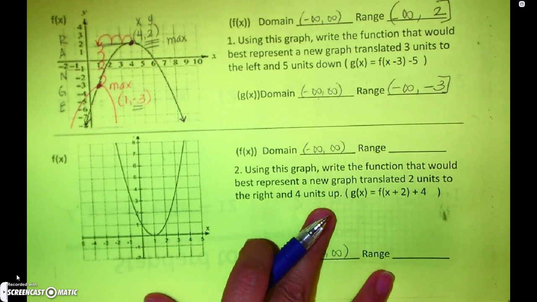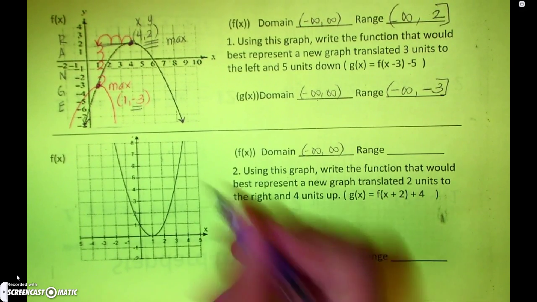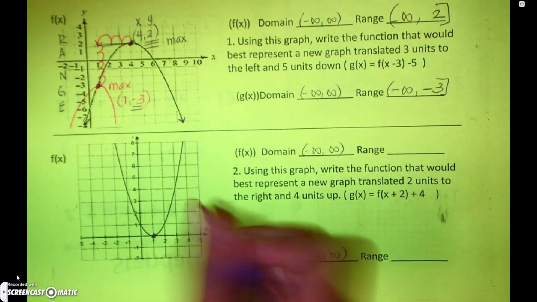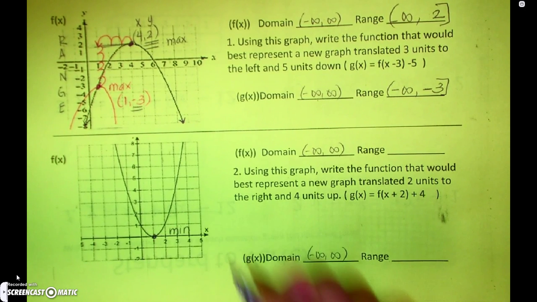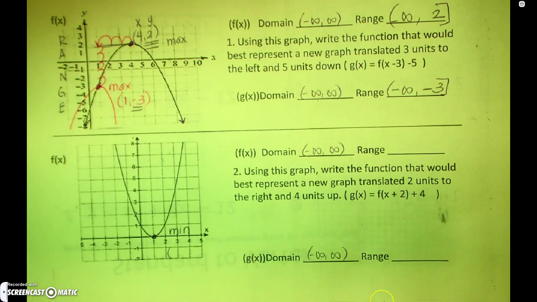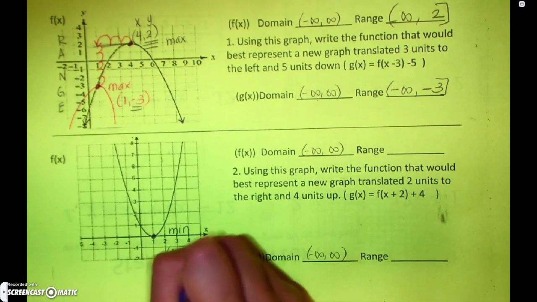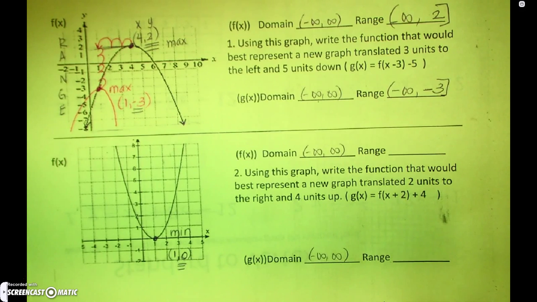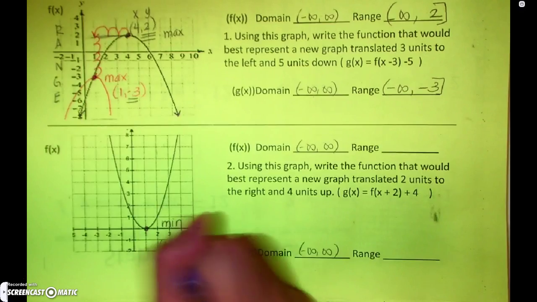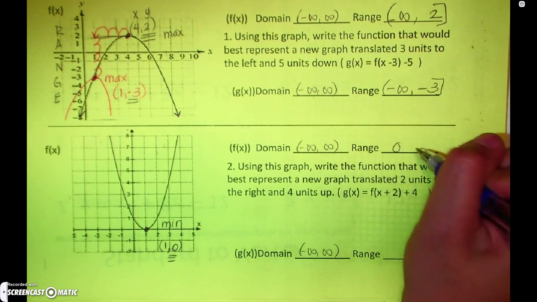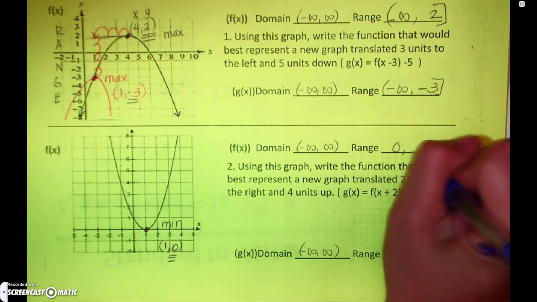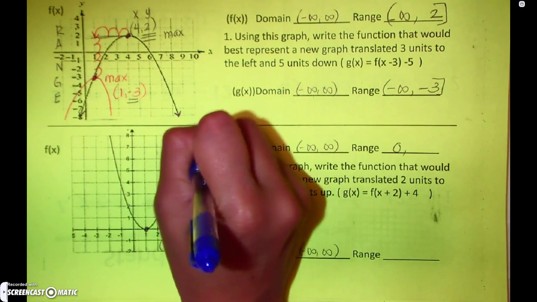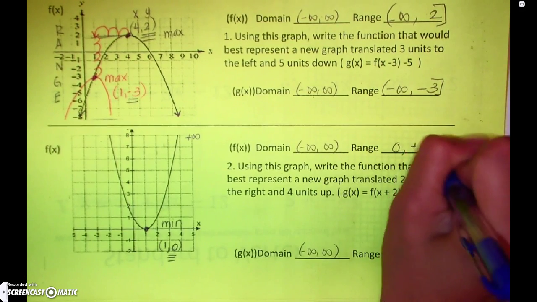Let's look at the second example, number 2. The range for this function is going to depend on your vertex. In this case, your vertex is 1, 0. So your y-coordinate is 0, and that is the smallest point or the lowest point on the graph, so that's where we're going to start. It's going to go from 0 up to positive infinity.